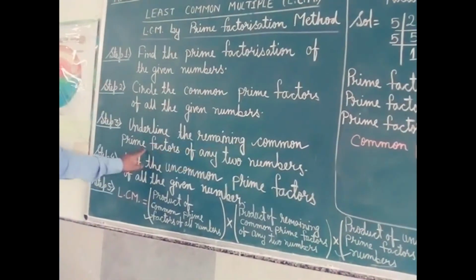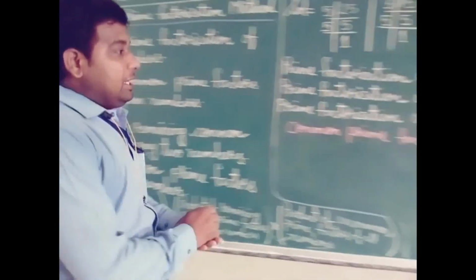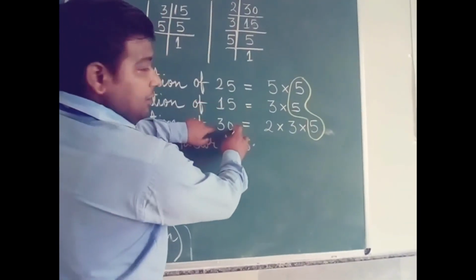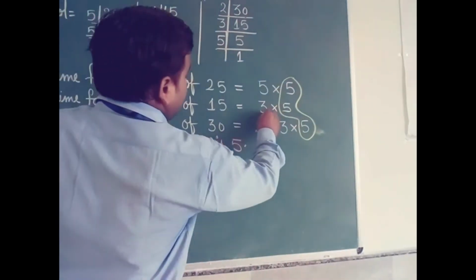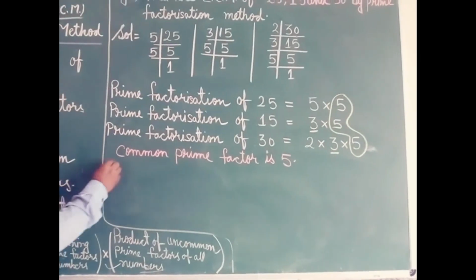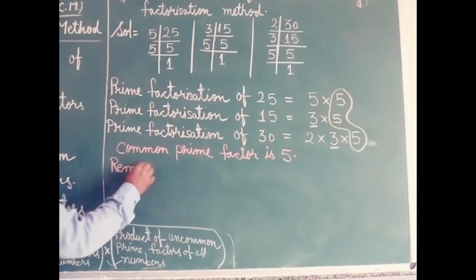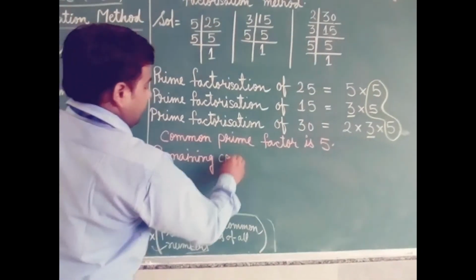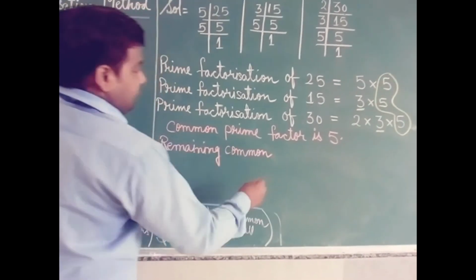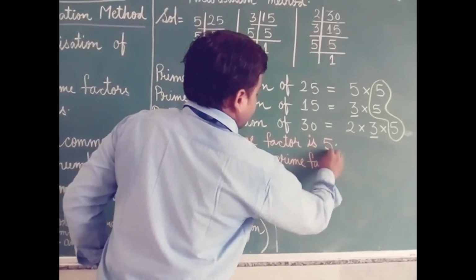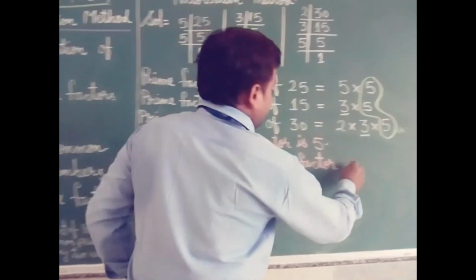Now, underline the remaining common prime factors of any two numbers. 3 is the common from 15 and 30. So we underline 3 and 3. So write down remaining common prime factor is 3.